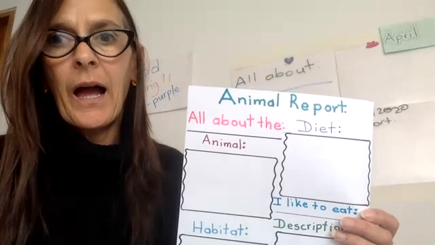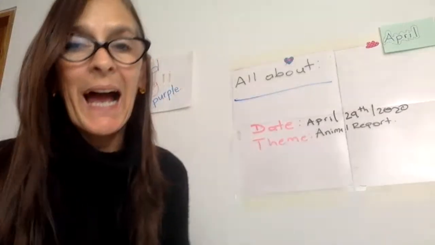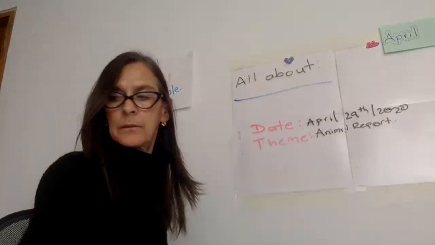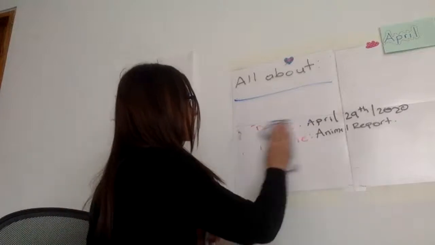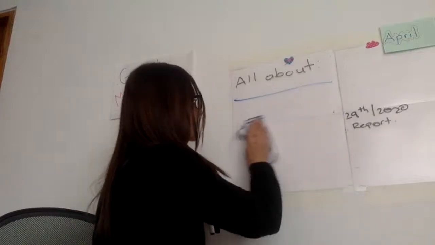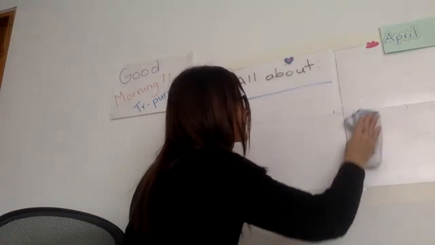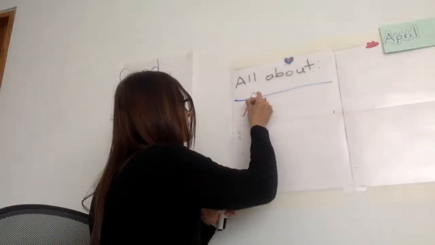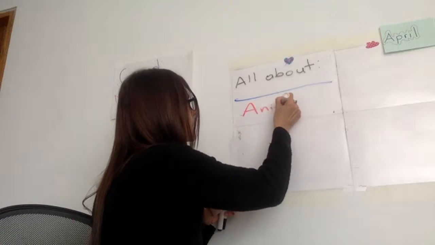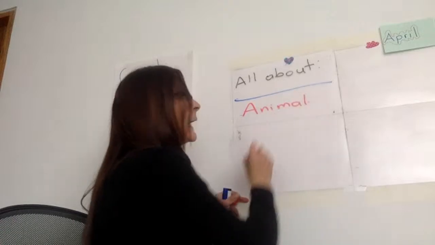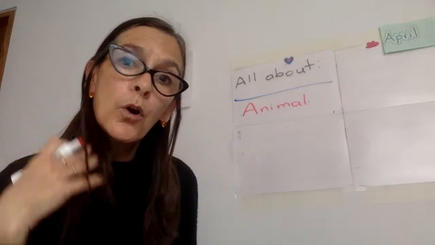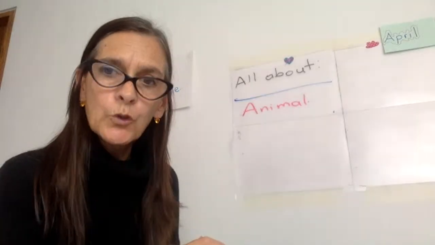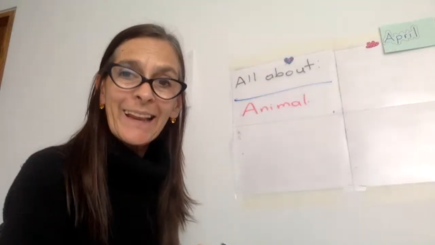Then I wrote the word animal. And then I made a box. In that box, you are going to draw the animal.